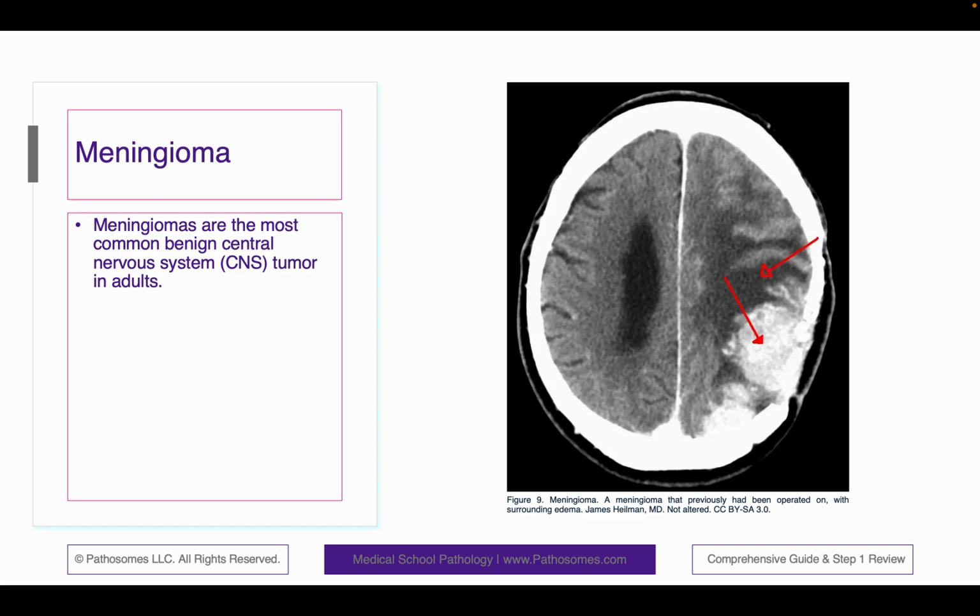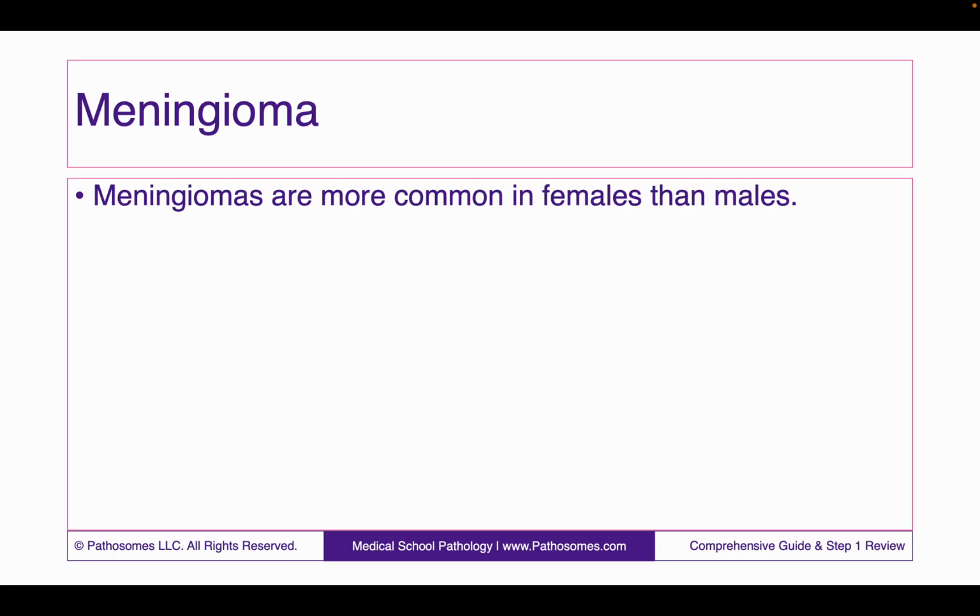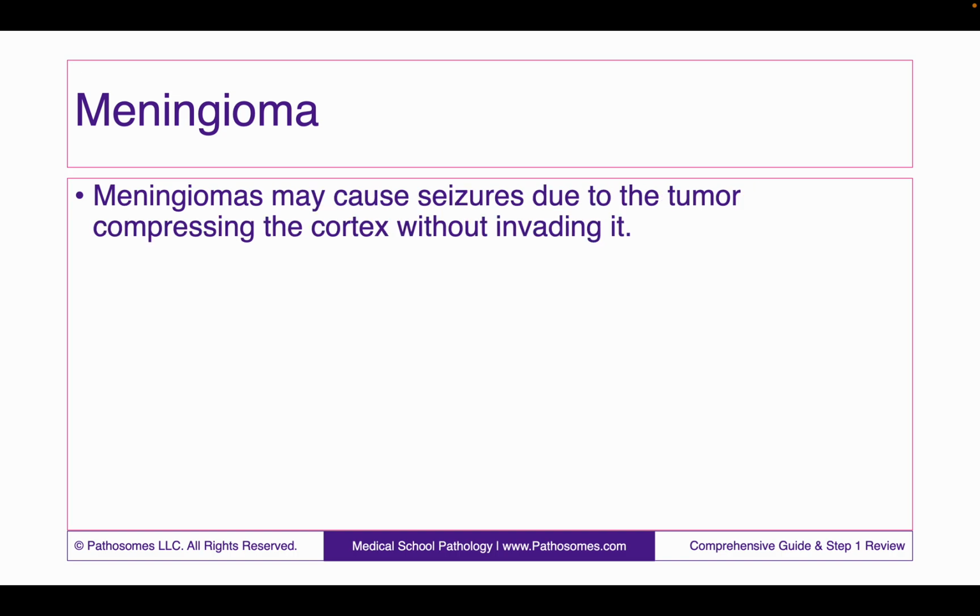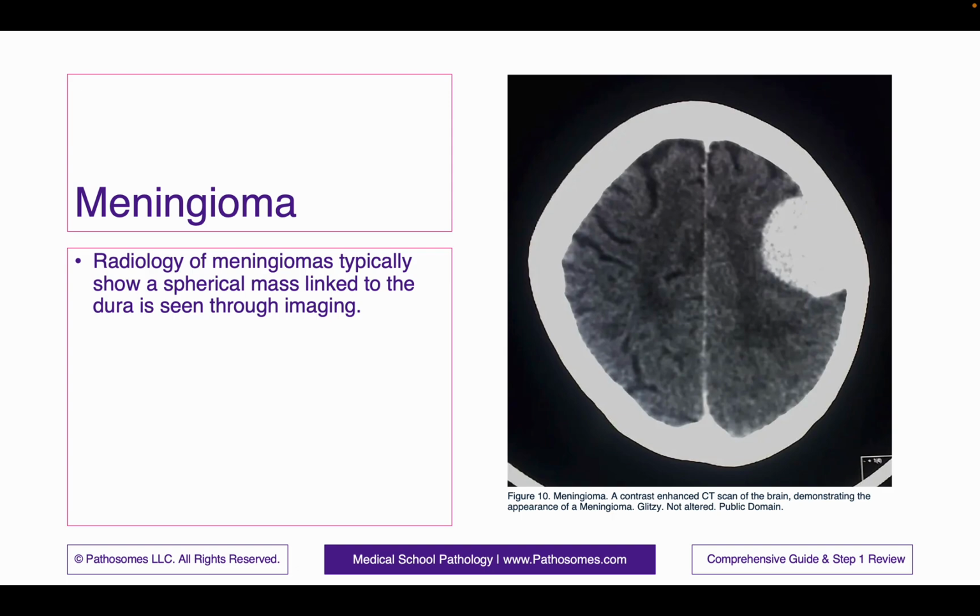Meningiomas are the most common benign central nervous system tumor in adults. Meningiomas are more common in females than in males. Meningiomas may cause seizures due to the tumor compressing the cortex without invading it. And you can imagine how that brain tissue would be getting compressed, right? Clearly based off of this image.